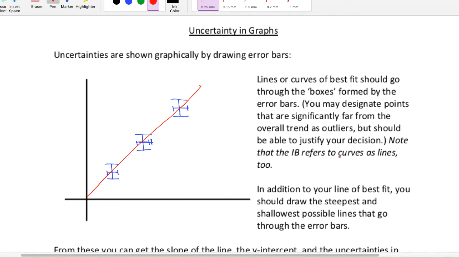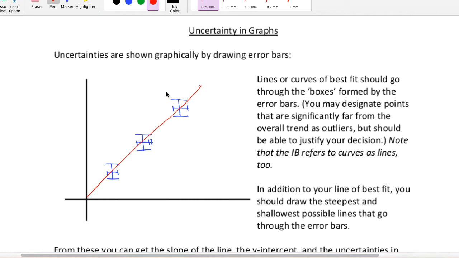Now, by the way, note that the IB refers to curves as lines too. So if the error bars kind of trail off in this direction, the points trail off in that direction, your line could go like that as well. If they ask you for a line of best fit, it doesn't imply that it's a straight line.